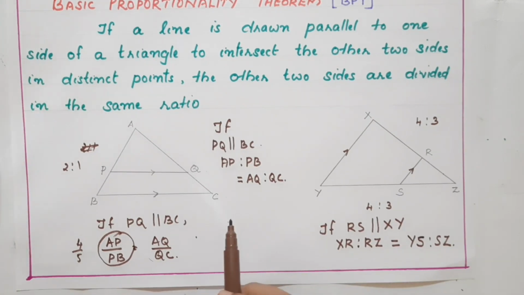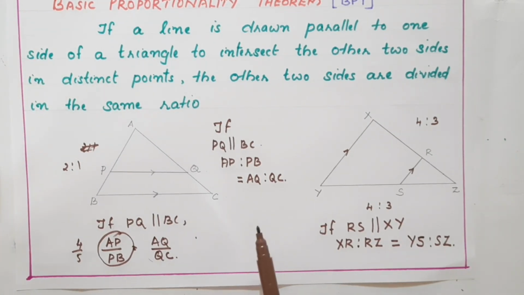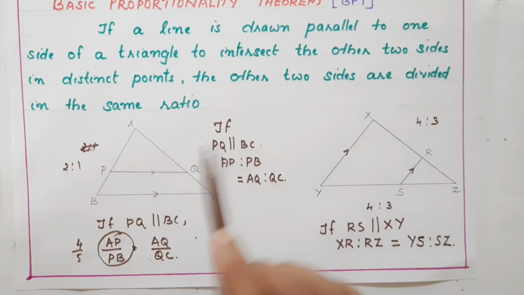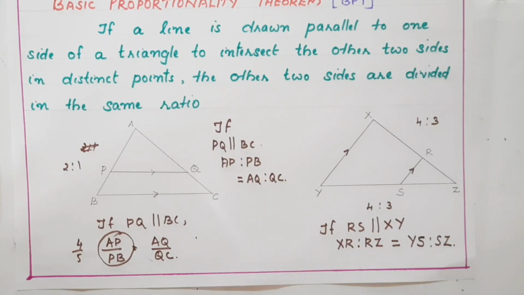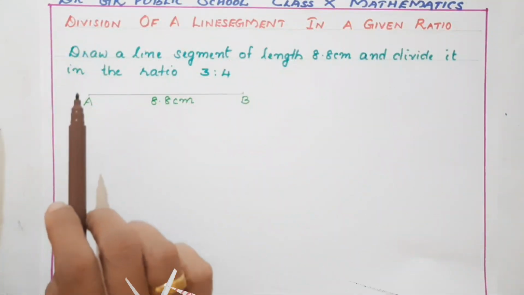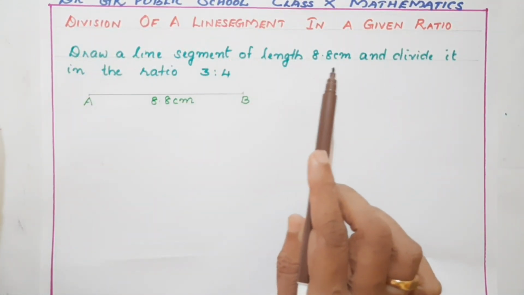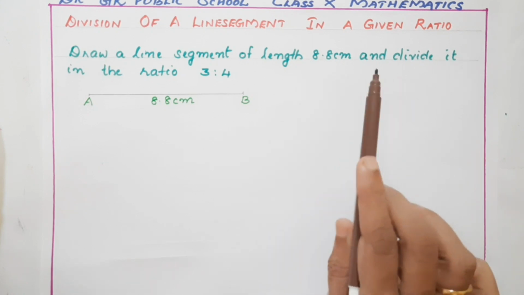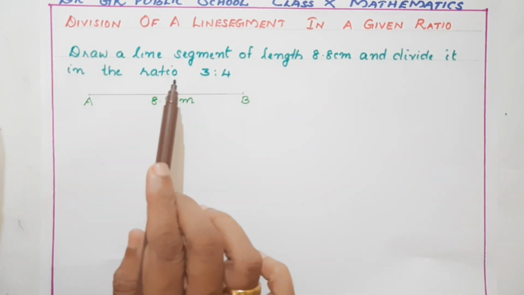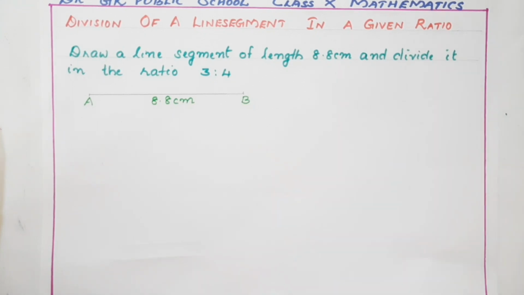Okay, you will study the detail of this theorem in the chapter triangles. Okay, children? So, here is the question. Draw a line segment of length 8.8 centimeter and divide it in the ratio 3:4.